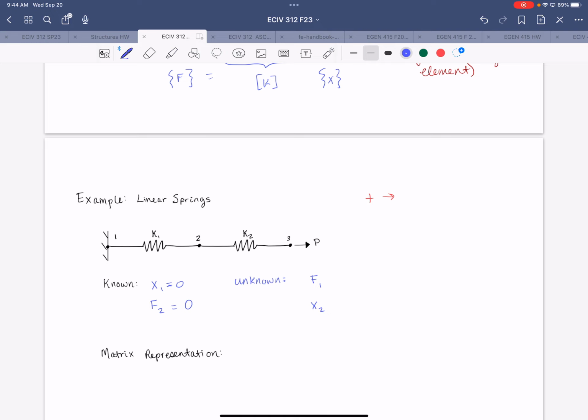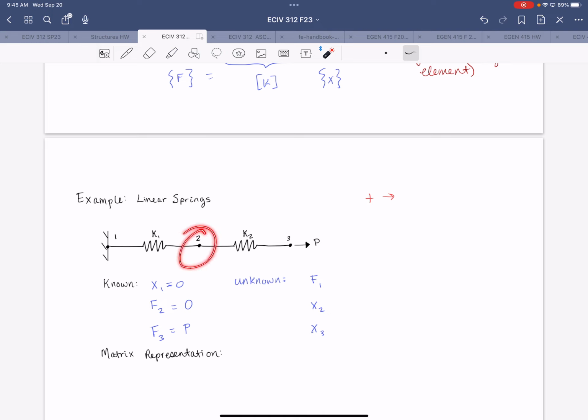And at node 3, we know the applied force. It's positive P. That means we do not know the displacement. So sometimes it may be easier to think about, do you know the displacement at the node, and then figure out the rest from there?